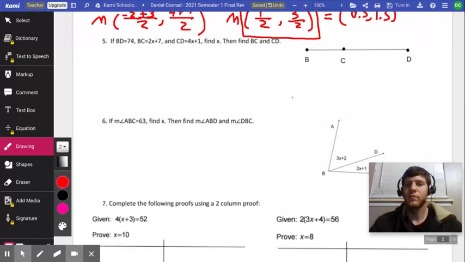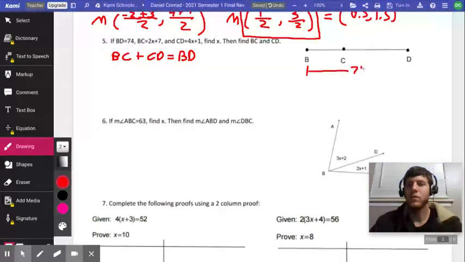Okay, number 5 here. We're going to use our segment addition postulate. So C is between B and D, so we know that BC plus CD is going to equal BD. Okay, and then we can substitute in our pieces. We know the whole thing here is 74. We know this piece BC is 2x plus 7. And we know CD here is 4x plus 1.